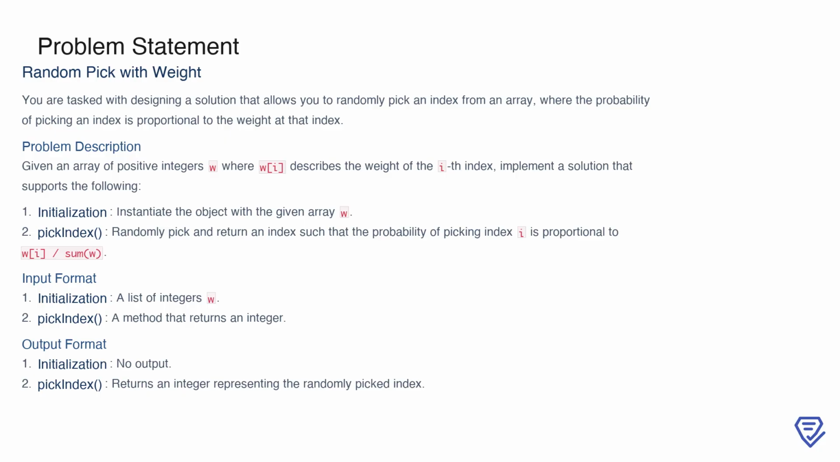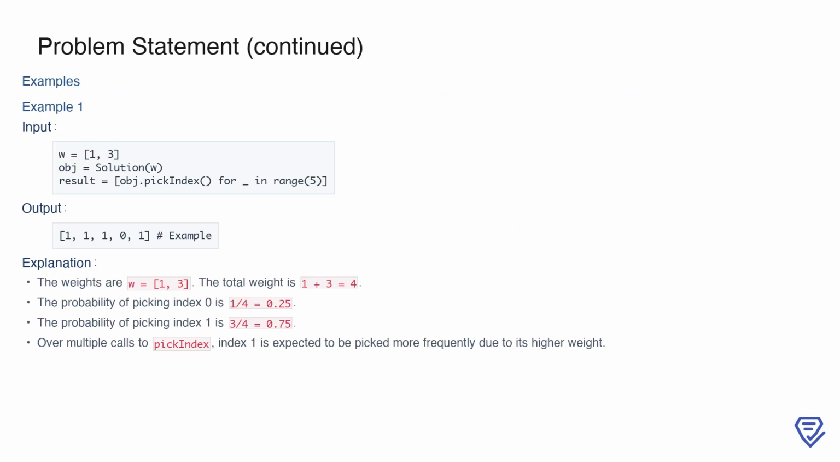The input consists of the weight array during initialization, and the pickIndex method, which returns an integer. While the initialization step doesn't produce any output, the pickIndex method will return the randomly chosen index based on the defined probabilities. To better understand the problem, consider the first example where the weight array is w equals [1, 3].